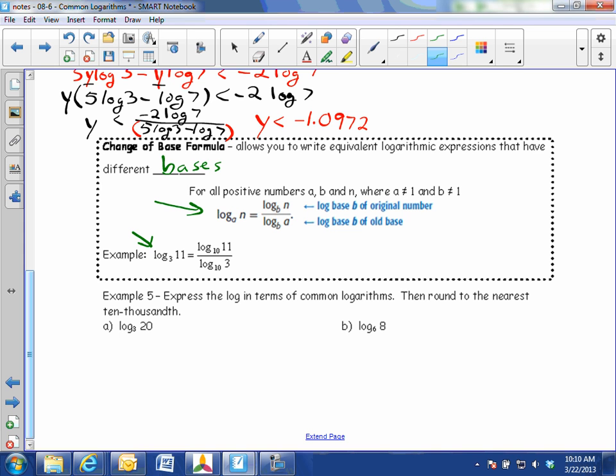Let's say we had log base 3 of 11, and I wanted to be able to type it in your calculator, so we needed a base of 10. So we would write the log base 10. Notice they're both 10 because that's what I'm changing it to. And then I put this 11 on the top, and this 3 on the bottom. It'll make more sense when we do an example with it here.